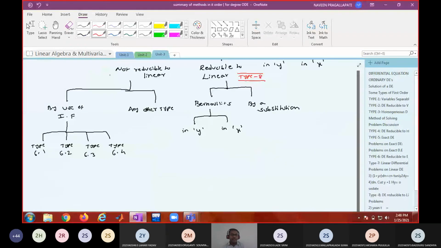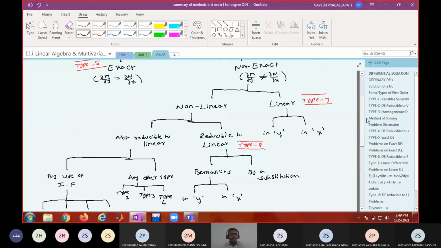Any other type means it can be reducible to variable separable. It may be reducible to type 2, or it can be type 3 also, type 3 means homogeneous. It can be type 4 also. I did not write type 1.